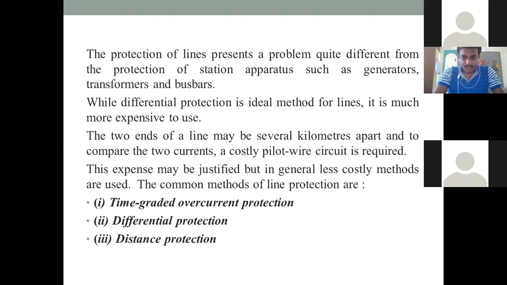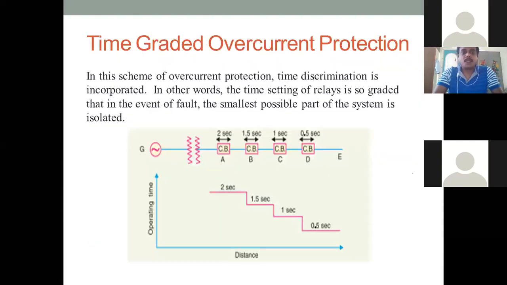The first one is time delay overcurrent protection. The second is differential protection, and the third one is distance protection. You know what distance protection is, along with all the things you have studied in protection and alternatives. The same thing will be repeated here, but in the case of transmission lines, how we implement it. So this is time delayed overcurrent protection. You can see here.